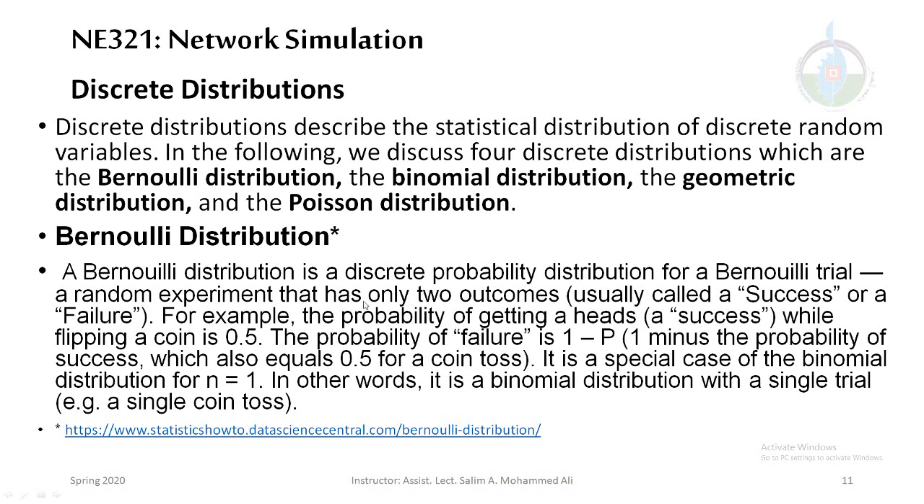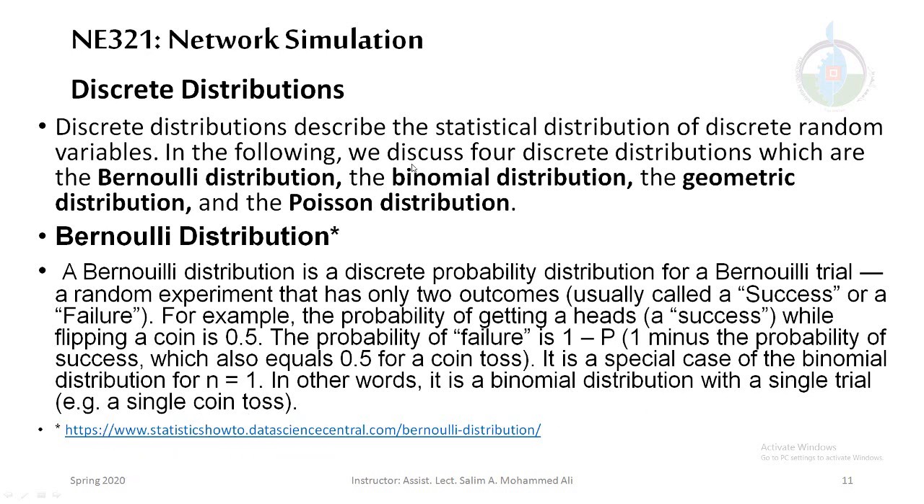A random experiment that has only two outcomes, usually called a success or a failure. For example, the probability of getting a success while flipping a coin is 0.5. The probability of a failure is 1 minus p, which is also 0.5. Okay, it's a special case of binomial distribution for n equal to 1. In other words, it's a binomial distribution with a single coin.